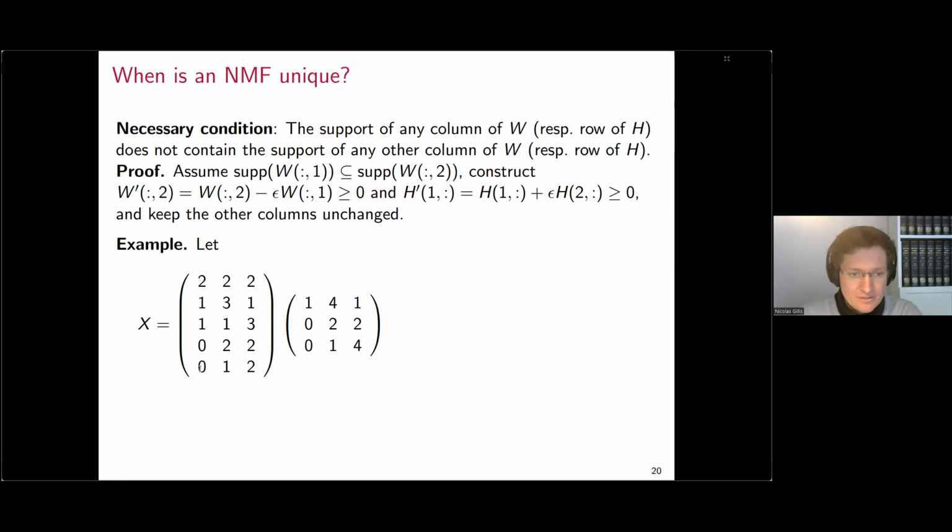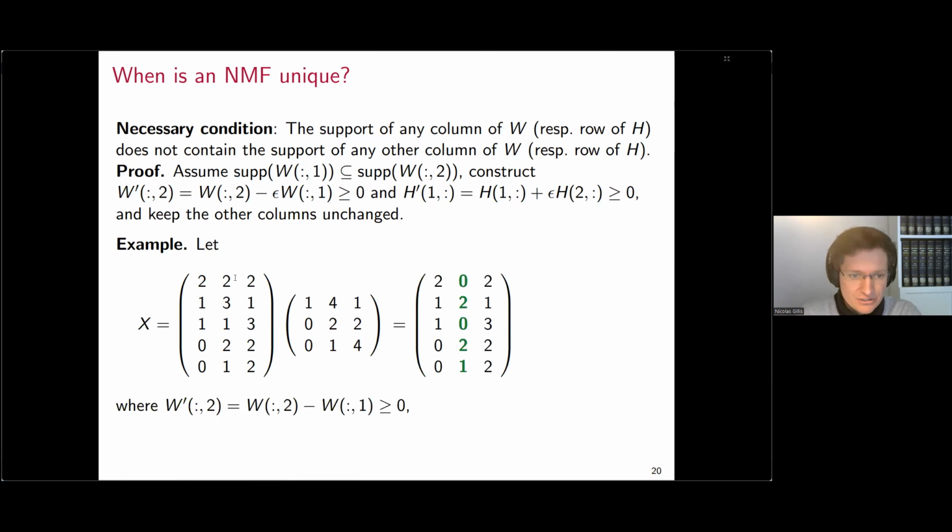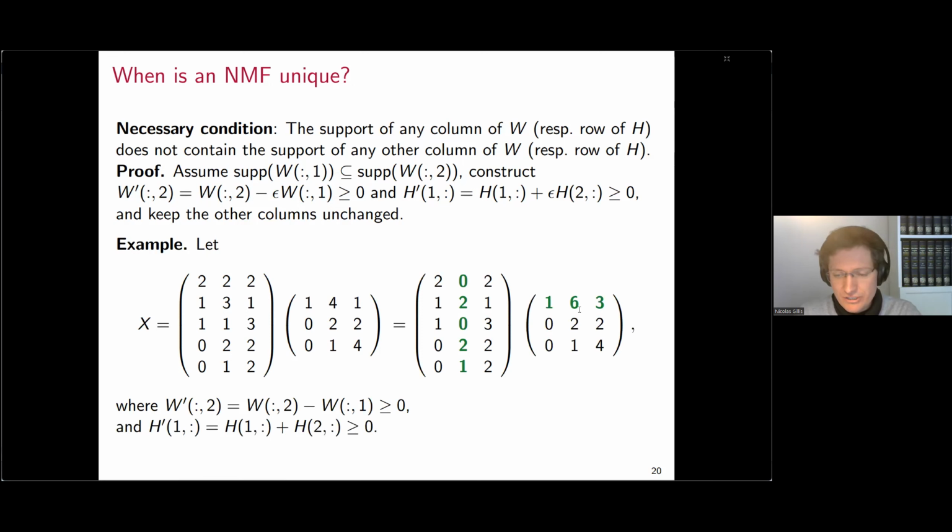And how do you prove this? You can just construct another factorization. So you remove from the second column the first column, and you construct this W2 prime here. And then the H, you need to update the H, of course, but this will be an additive combination, and so the H prime will remain non-negative. So you have two factorizations of the same matrix, but with different interpretation.